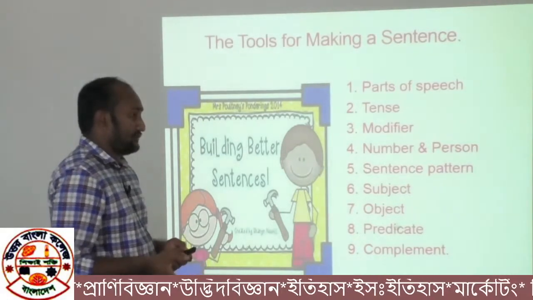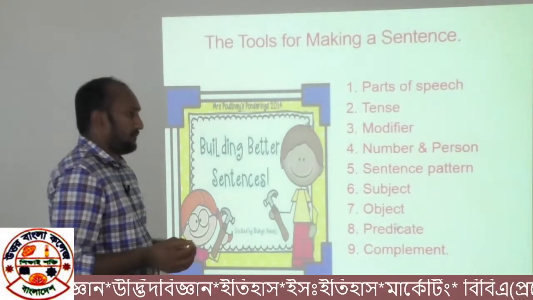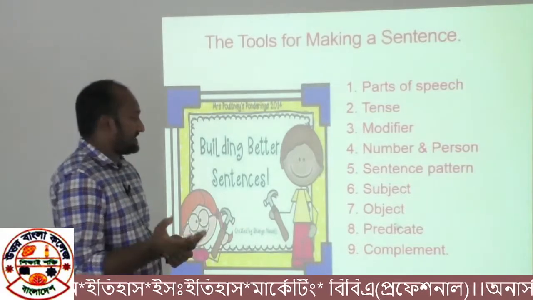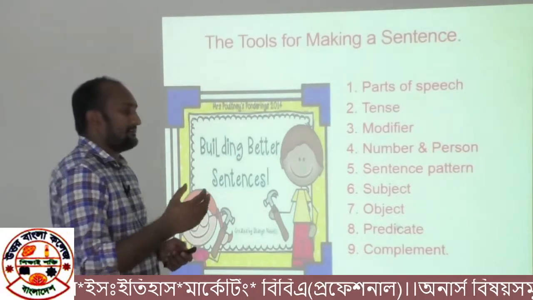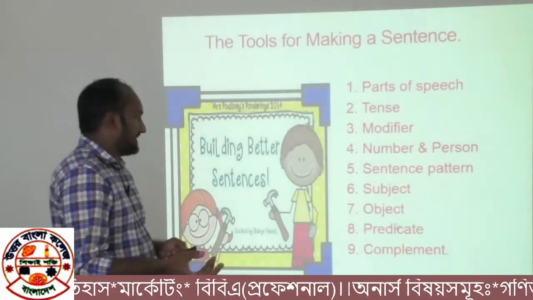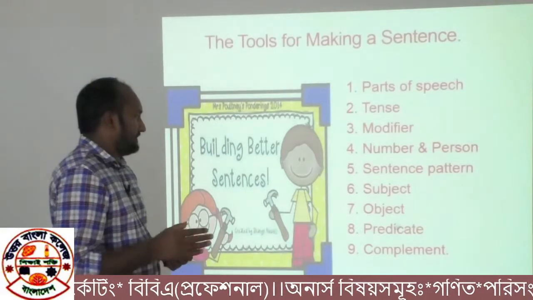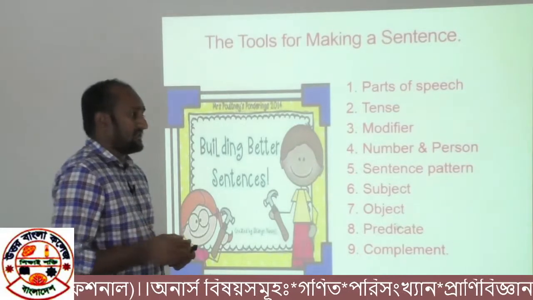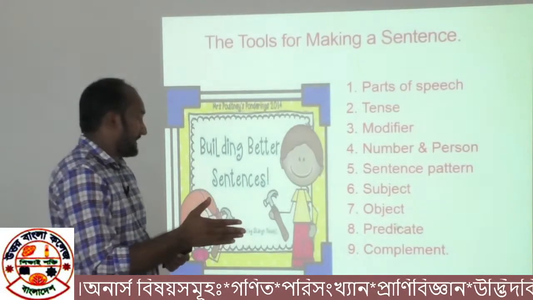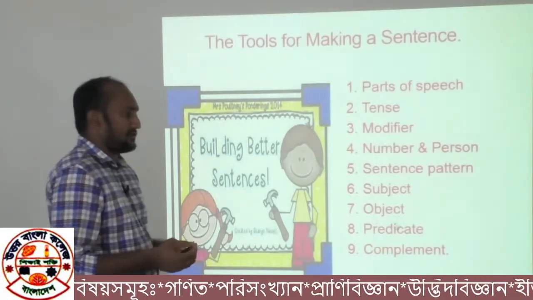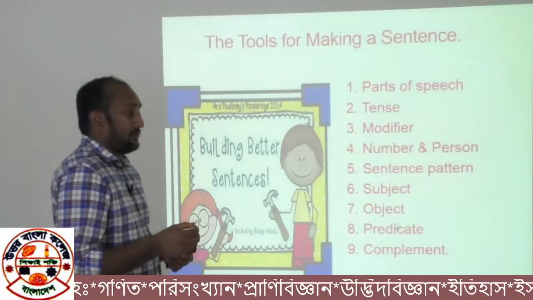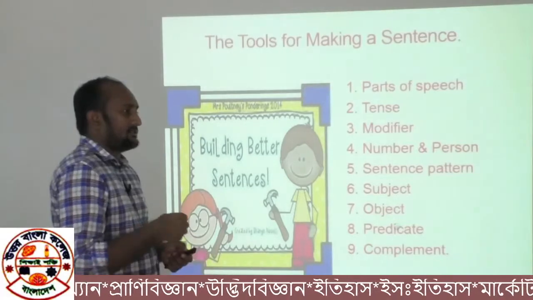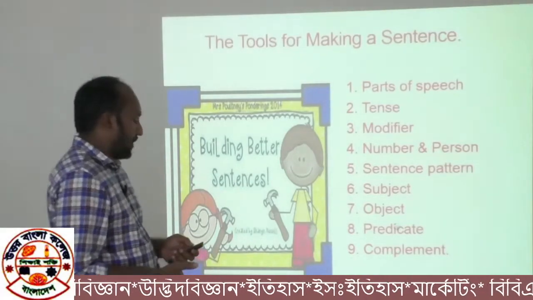Sentence pattern we also need to know. Subject: whatever is told about something is called the subject, and the object is what the subject targets. Predicate: it consists of the verb, and the rest of the sentence except the subject is called the predicate. And complement is what the speaker needs to express his intended meaning. It's called complement.